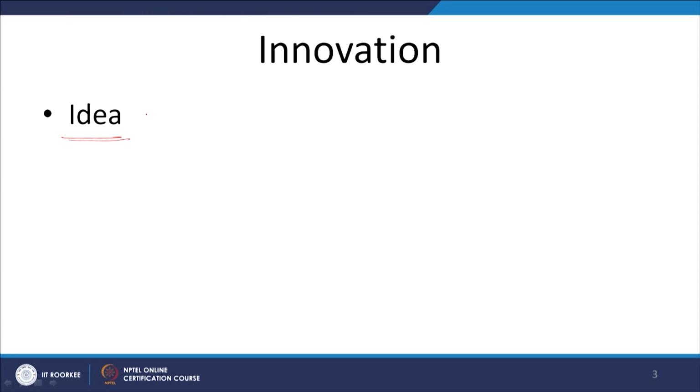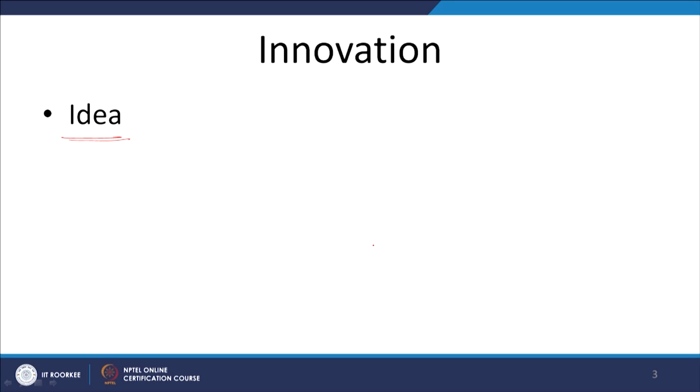But do not evaluate the idea initially. At the moment, we are in search of ideas, and we want more and more ideas to come to us. And therefore, idea is our first important I in the process of innovation.